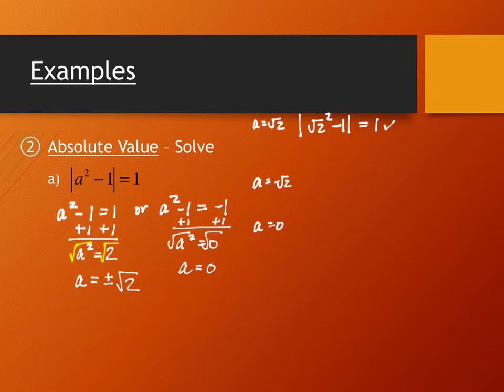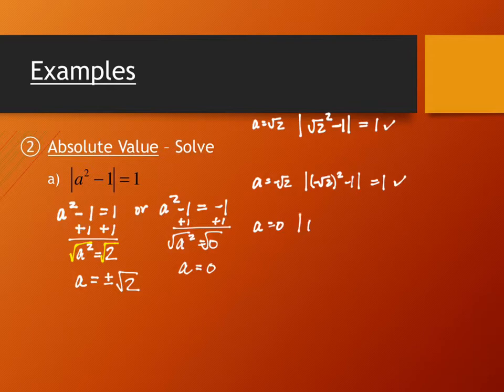Let's try the negative square root of 2. So I have negative square root of 2 squared minus 1. What is the negative square root of 2 squared? 2. Yeah, it's still positive, right? Because I'm squaring. So it's 2. And 2 minus 1 is 1. And the absolute value of 1 is 1. So we're good to go. This one checked out as well.